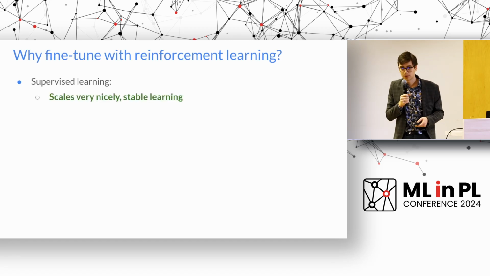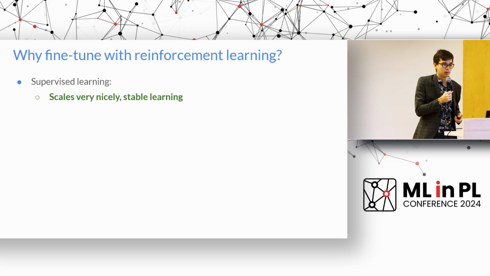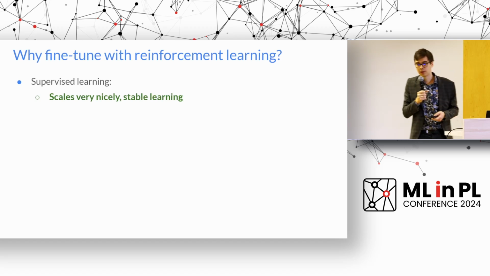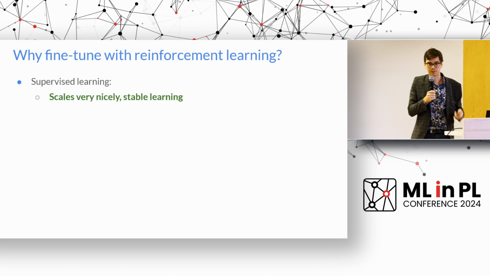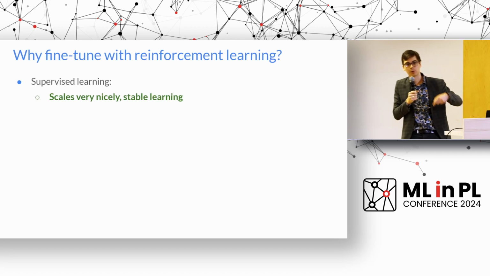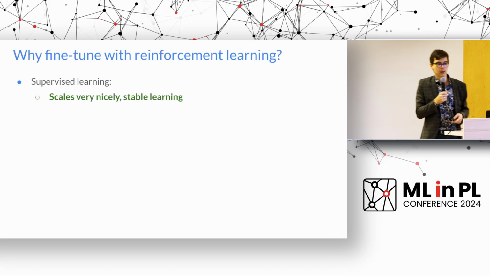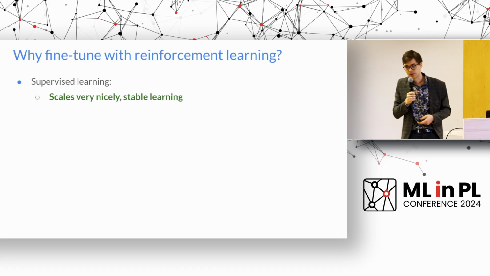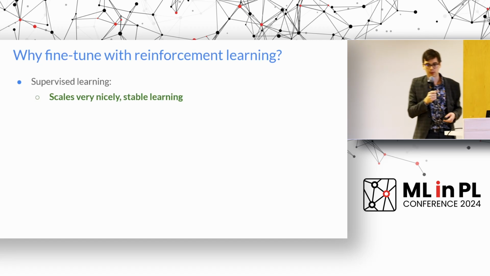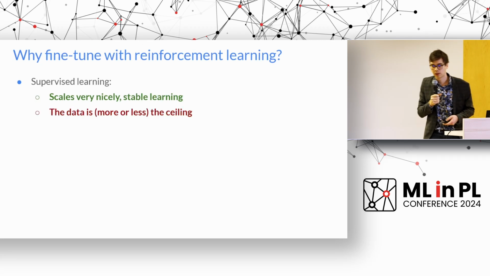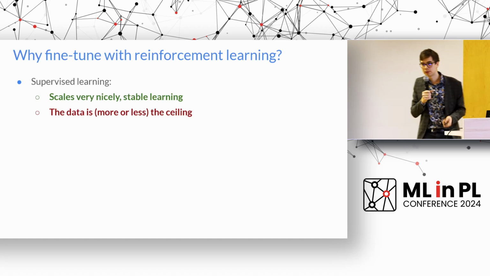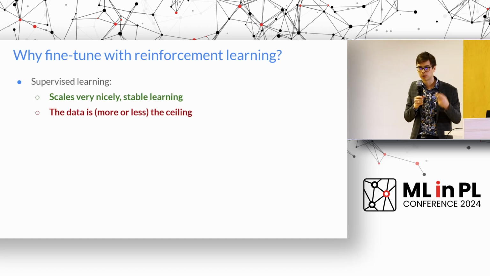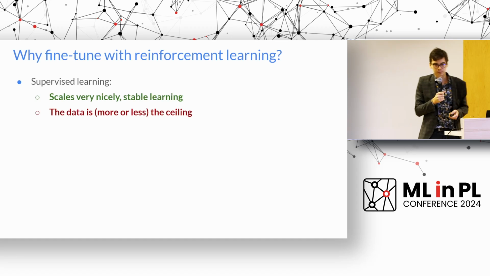So for supervised learning, I think the main advantage is that it scales very, very nicely. We have this stable learning procedure. We can achieve amazing things just by scaling up our data set, scaling up our models. And GPT-4 is basically a great example of what we can do with this kind of approach. I would say that a major disadvantage of supervised learning is that the data is more or less the ceiling, right? You cannot get much better than the data that you have.